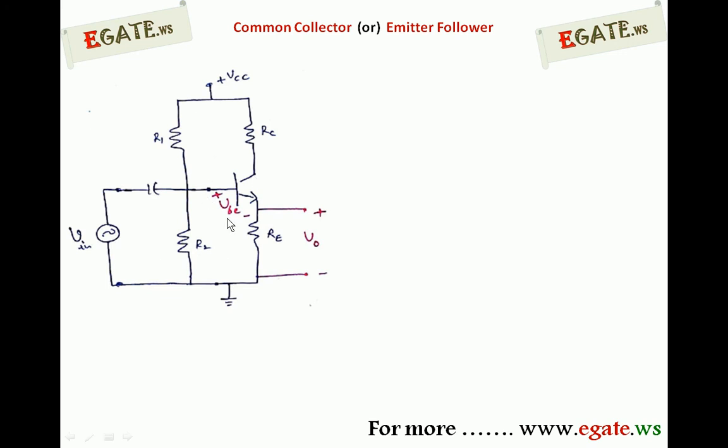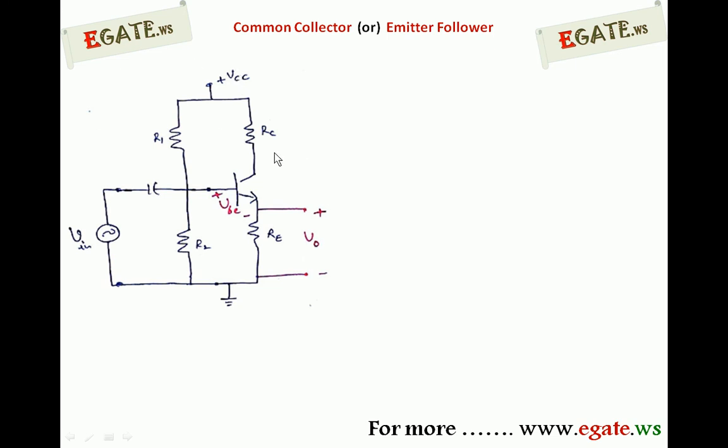If you are looking for this configuration, look at this one. Output we are taking across the emitter. The arrow always implies it is the emitter. So output we are taking across the emitter towards ground. This is V0 output, and input we are applying across the base. The other terminal is the collector, which is considered as ground. But if you look at this diagram, the collector is connected towards plus VCC. It is not at ground. But actually, with respect to AC terms, the collector is connected towards ground. Why?